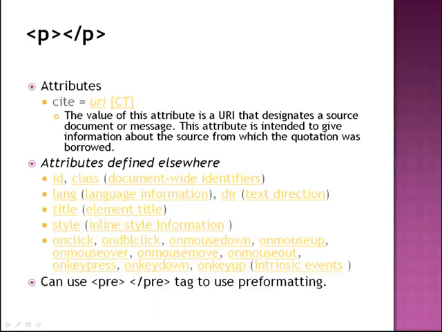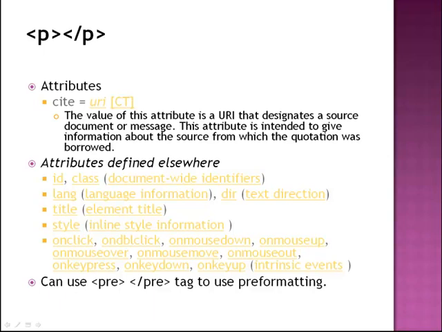There are other attributes that are defined elsewhere. ID is the ID of the paragraph element, and this can be used to cross-reference with hyperlinks, or use it in your scripts. Class is a styling, a formatting attribute for your paragraph. You can define the class, and then within your cascading style sheets you can assign different types of formatting to different classes of paragraphs you have.